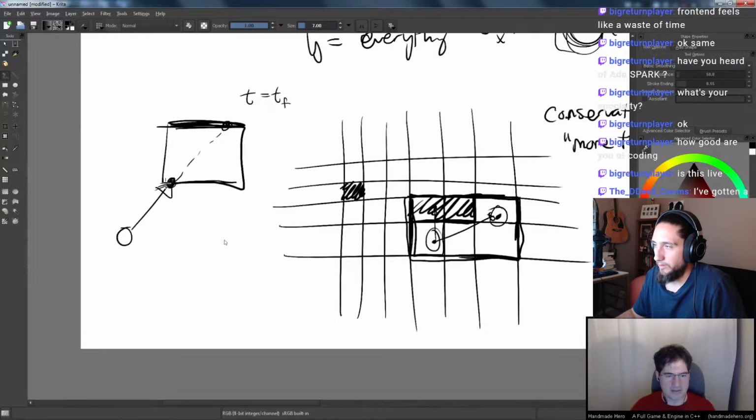Is that like a Spark library? Is that like Spark bindings in Ada?